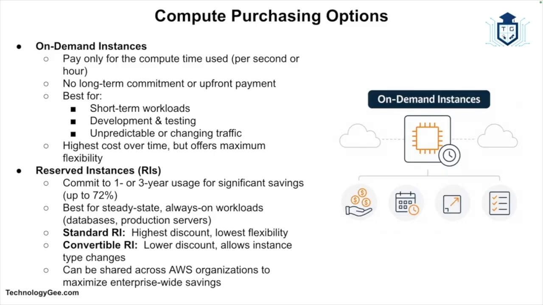So we have what is called reserve instance flexibility. There are 2 main types. First one is called a standard RI, and this has the highest discount but is less flexible. Then you have what is called a convertible RI. This has a lower discount, but you can change instance types.